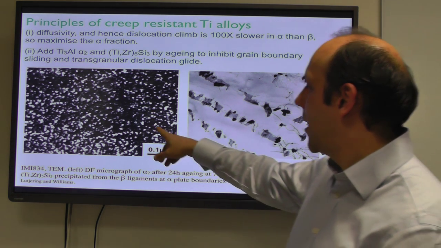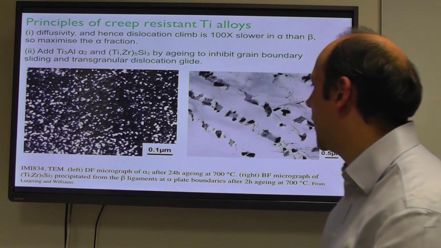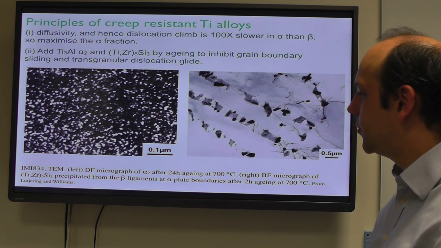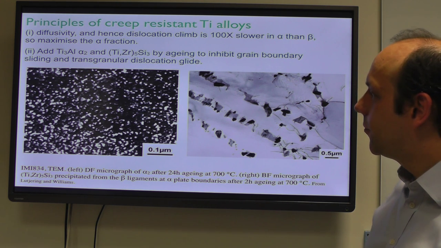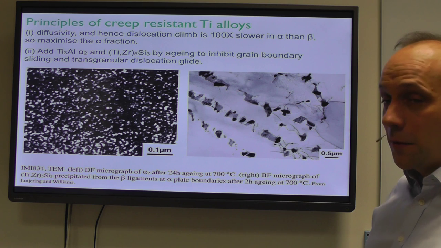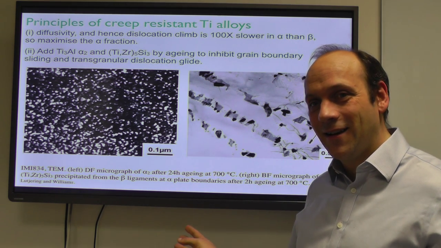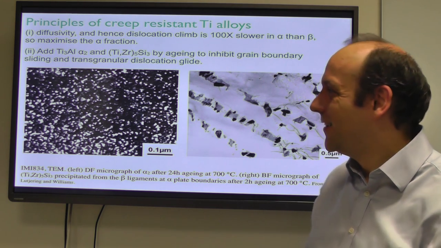Here's a picture on the left of the alpha 2 precipitates in 834 that have been produced after only a day of aging at 700 degrees. So it's stacked full of alpha 2. That will give it problems in dwell fatigue, but it's okay because we're not going to stress it at low temperatures, or at least we hope we better not.